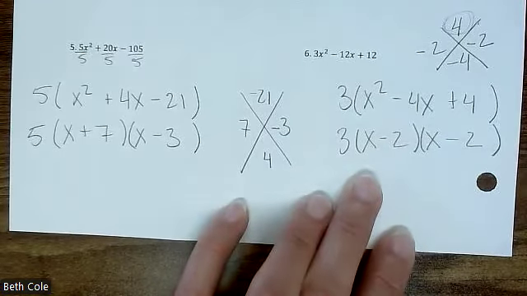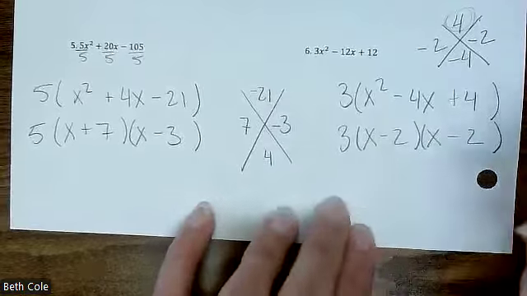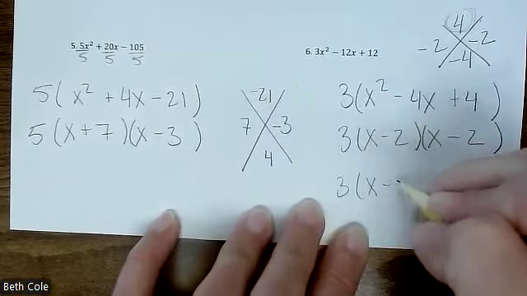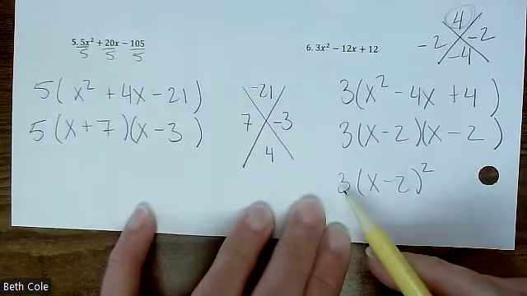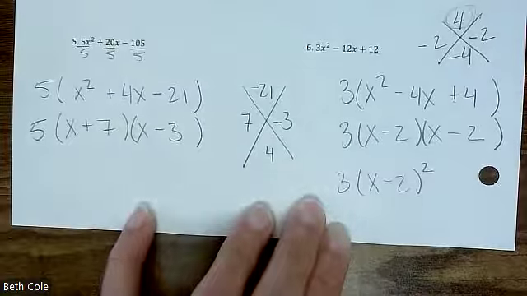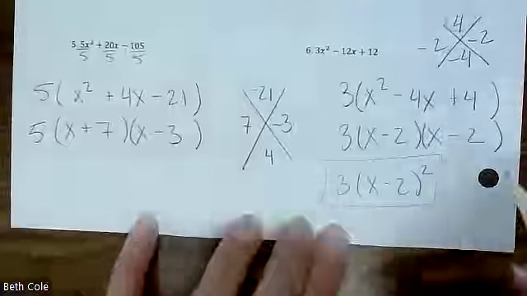Oh my gosh, what did we notice? It's a twin, so it's x minus 2 squared. The 3 is just there. The 3 is just there, that's all.